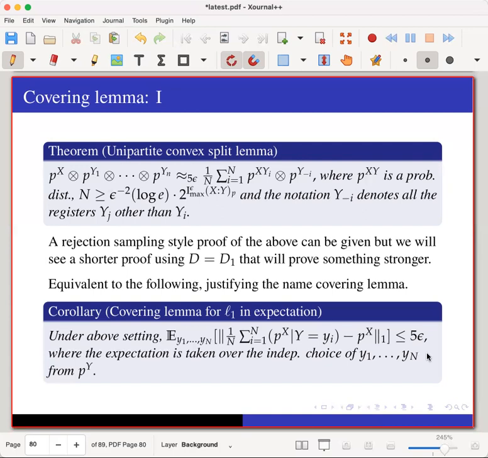In fact, these statements have not explicitly appeared in the literature, that covering lemma for the L1 distance. They didn't appear till recently, but they're very important if you are trying to prove composable privacy convergence.